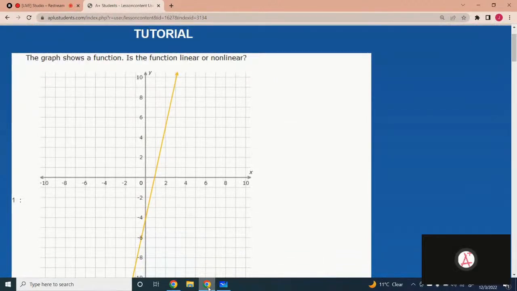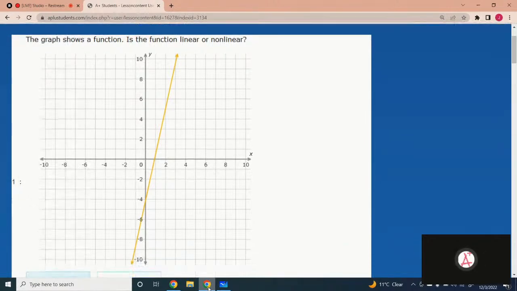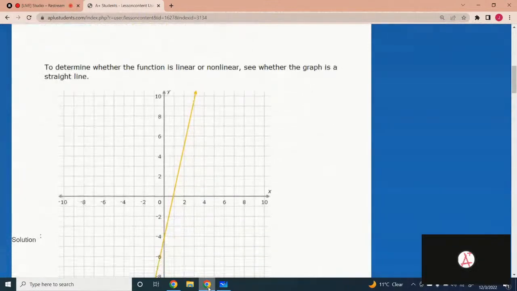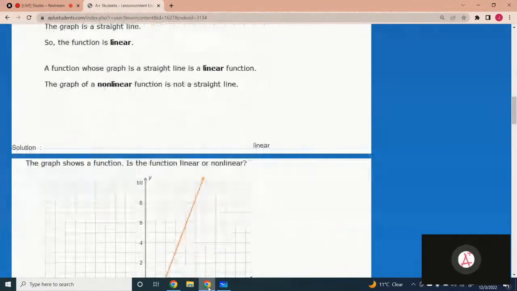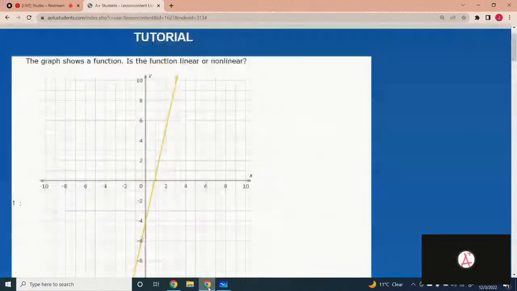The graph shows a function. Is the function linear or non-linear? You are given a graph, and you have to identify if it is linear. If the graph is a straight line, that means the function is linear. A function whose graph is a straight line is a linear function. The graph of a non-linear function is not a straight line. So if it's a straight line, it is a linear function; if it's not, it is a non-linear function. Got it, everyone?